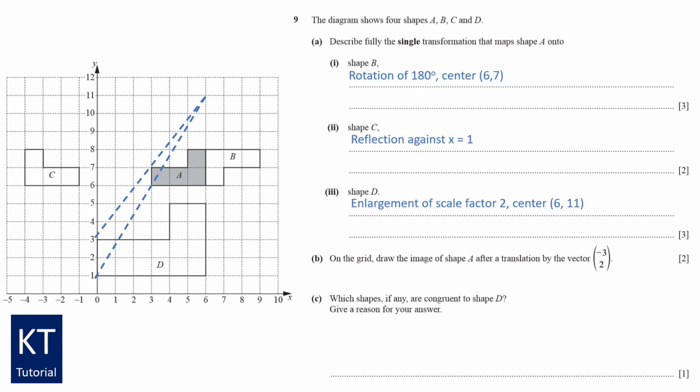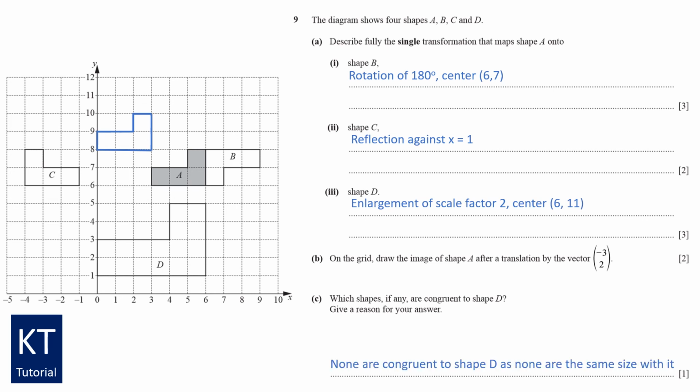Next, on the grid, draw the image of shape A after translation by the vector -3 and 2. This would be the blue block on the diagram. Question 9C. Which shapes, if any, are congruent to shape D? Give a reason for your answer. None are congruent to shape D, as none are the same size as shape D.